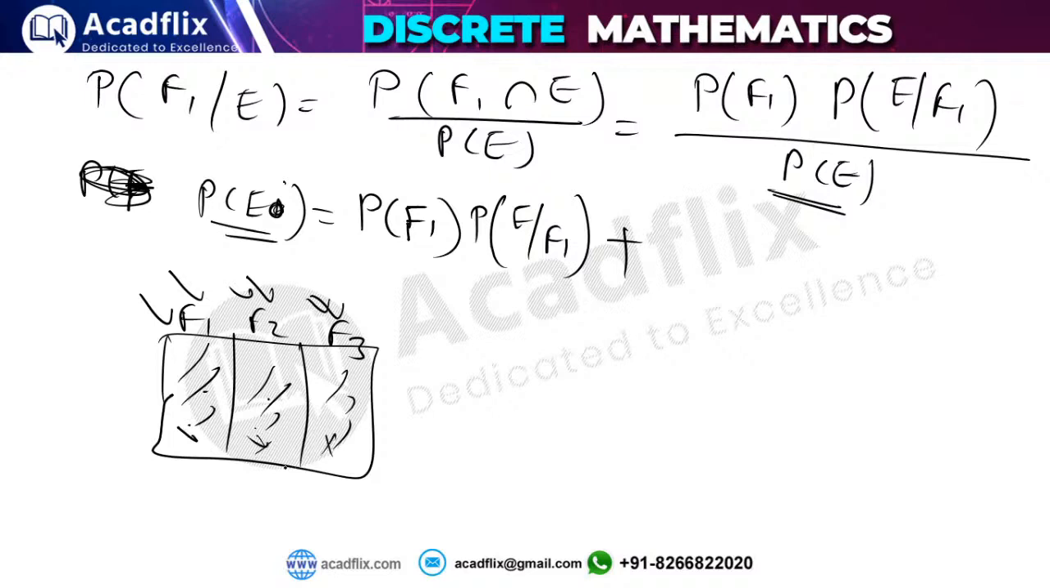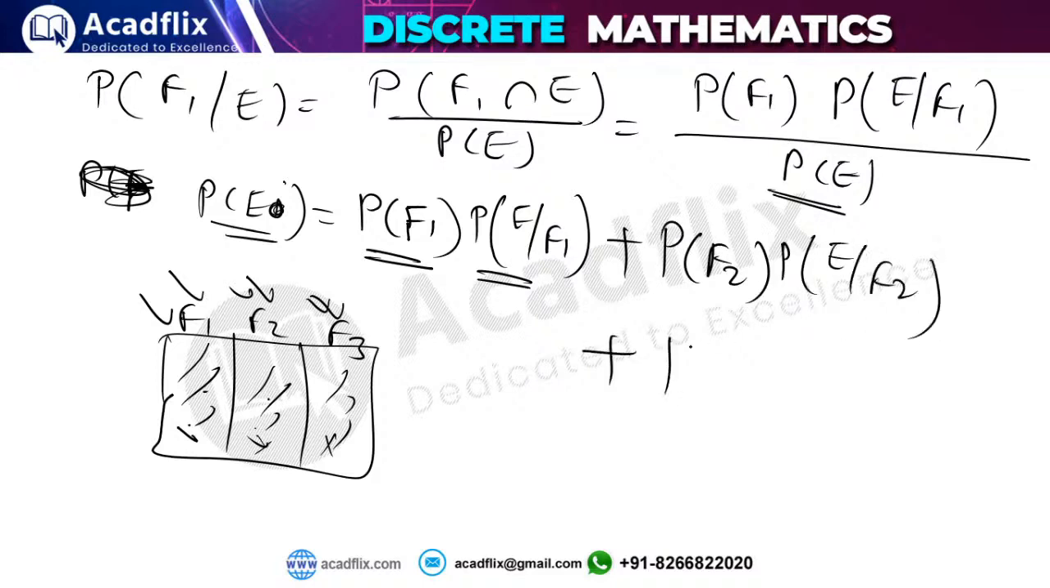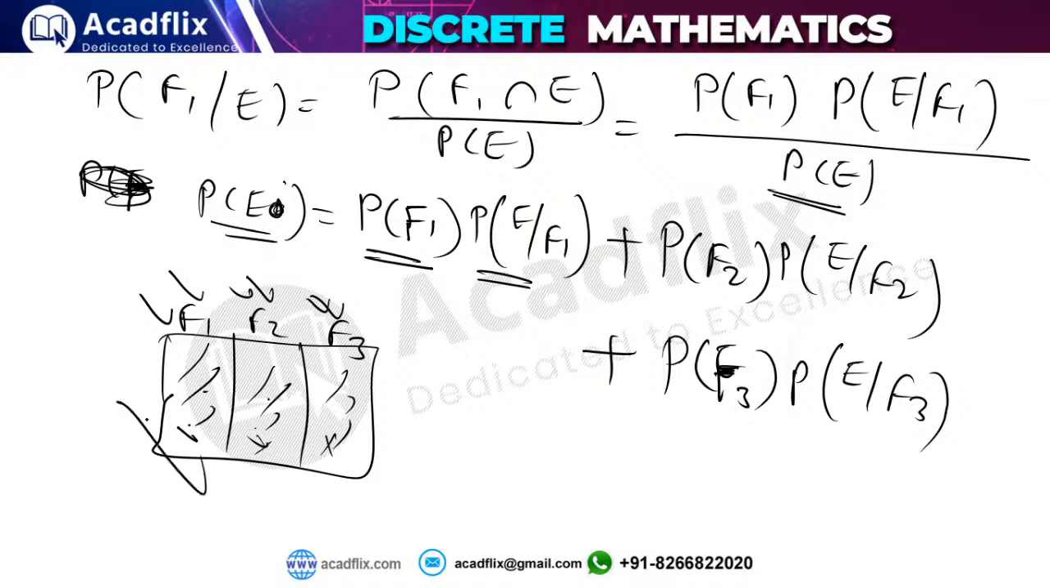If this is occurring, then this cannot occur. So either this can occur, if this is occurring, then probability of E given F1, or this can occur, probability of E given F2, or probability of E given F3, because all are disjoint. So either this can occur, or this can occur, or this can occur. These are disjoint. So if this is occurring, then this will not occur.